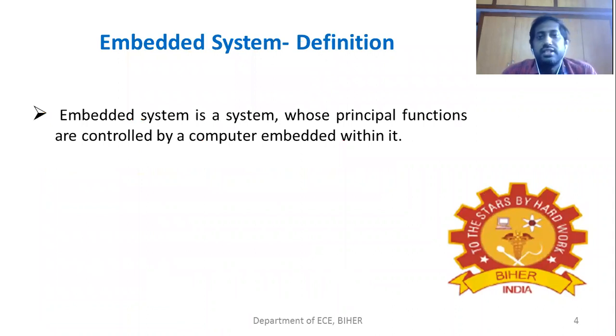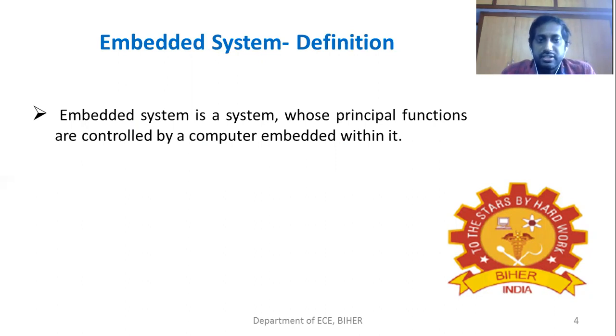So first we start with the embedded system definition. What is an embedded system? An embedded system is a system whose principal functions are controlled by a computer embedded within it. So in an embedded system, software is integrated inside the hardware. We are writing the coding for a particular application. After that, that coding is embedded within a chip. That is known as an embedded system.